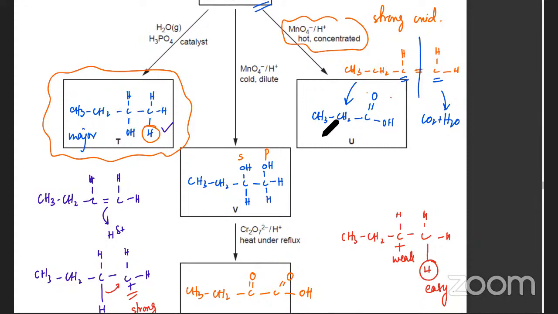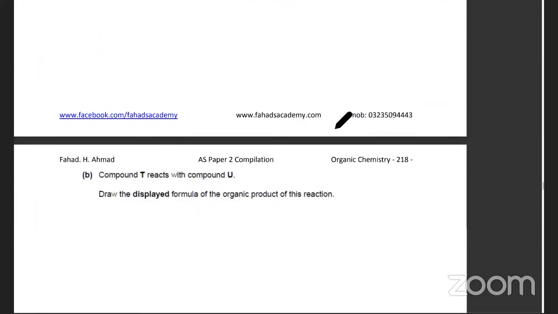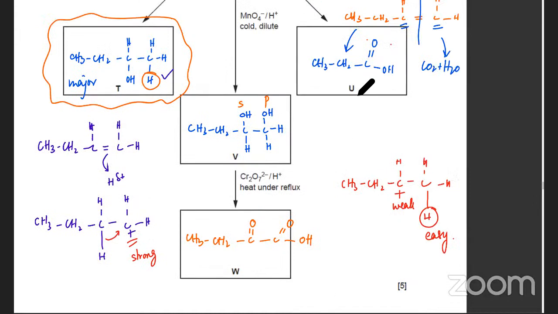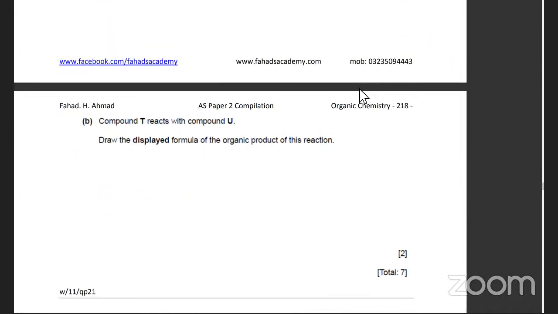So it's a secondary alcohol, and this one is a carboxylic acid, a propanoic acid to be specific. A secondary alcohol and propanoic acid make an ester. Remember, you have to bring the OH groups in front of each other. So the OH is lost and the H is lost, and they're going to form an ester link in the middle.